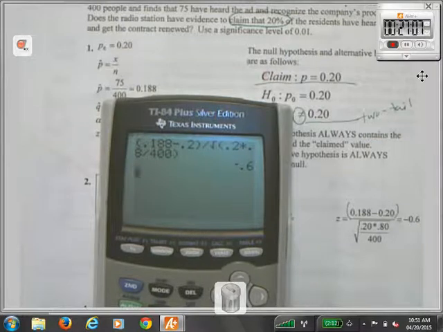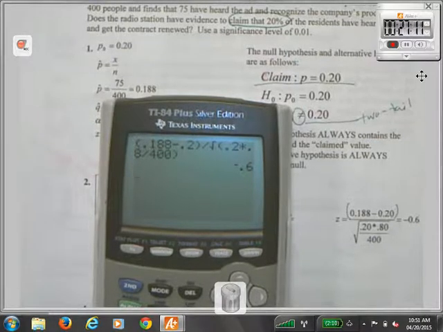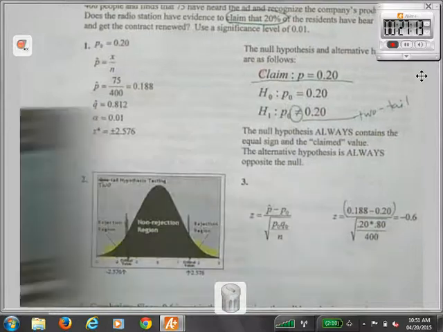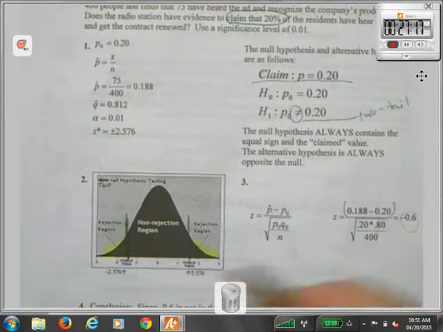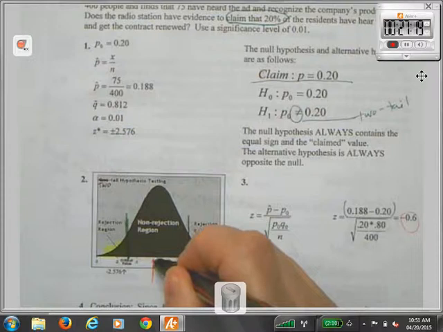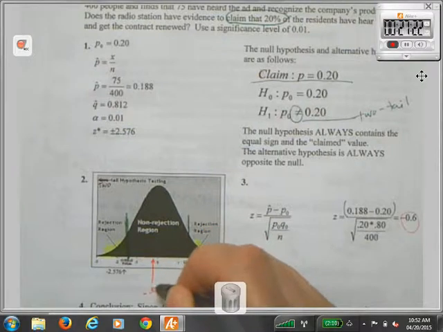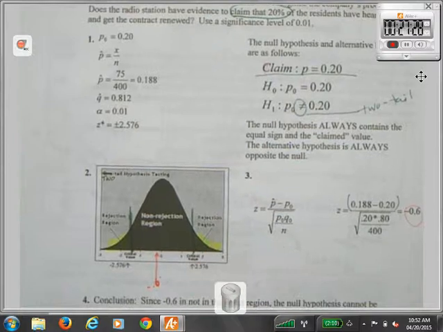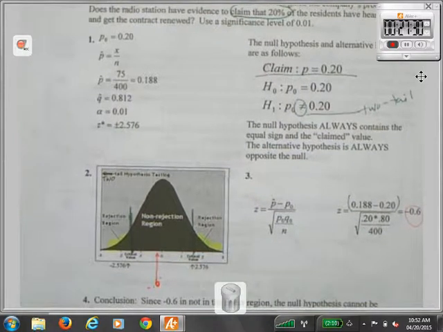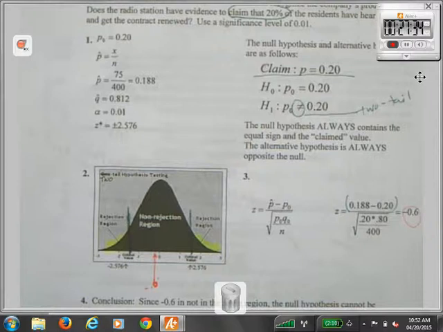Now, negative 0.6 is very close to 0. So when we locate that negative 0.6, it is right up here somewhere. Negative 0.6. Is it in the reject region? No, it's not even close to the reject region. So that means, looking back at the null hypothesis, we are not going to reject this.